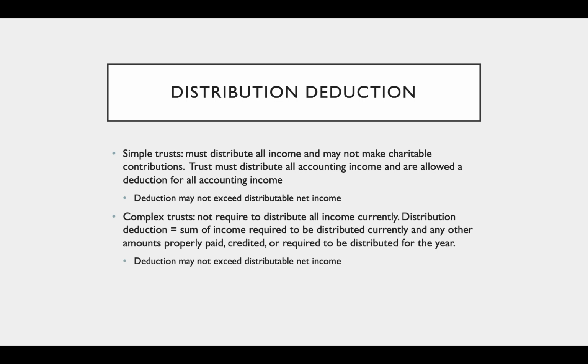Their distribution deduction is going to equal the sum of the income required to be distributed currently and any other amounts properly paid, credited, or required to be distributed for the year. And again, the deduction may not exceed distributable net income. So under a complex trust, we definitely may and probably will have income tax liability of the trust.